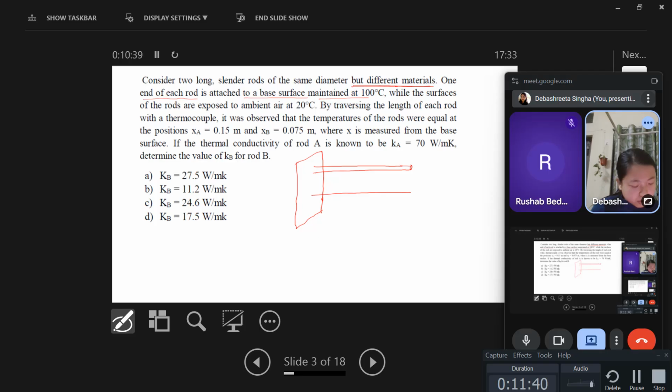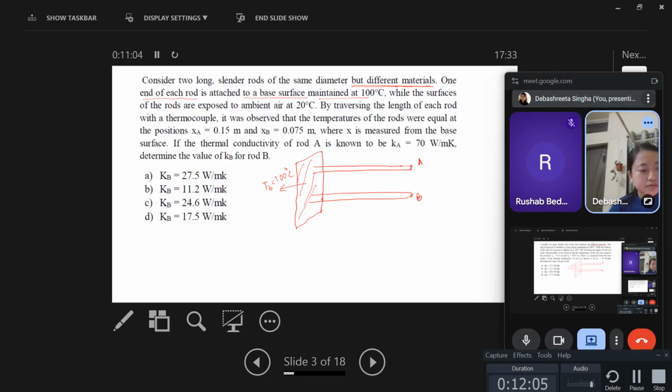These are the two rods. Suppose one is rod A, another one is rod B. Then the base temperature, that means the temperature of this, is 100 degrees Celsius, while the surfaces of the rods are exposed to ambient air at 20 degrees Celsius.